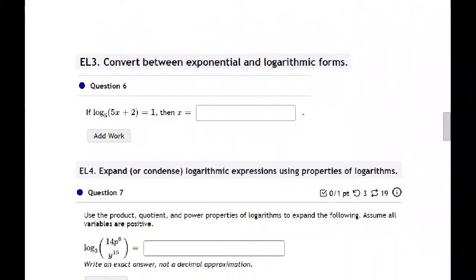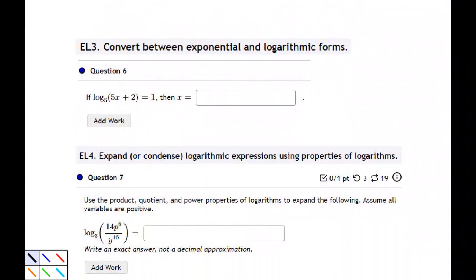Now EL3 consists of one question: convert between exponential and logarithmic forms. So this question says, if log base 5 of the quantity 5x plus 2 equals 1, then x equals what? Well, we're going to use the idea that we can convert between logarithmic forms and exponential forms to solve for x. So log base 5 of 5x plus 2 equals 1 means that 5 to the first power, the base to the power of the other side of the equal sign, is equal to the argument, in this case 5x plus 2. So 5 to the first power equals 5x plus 2.